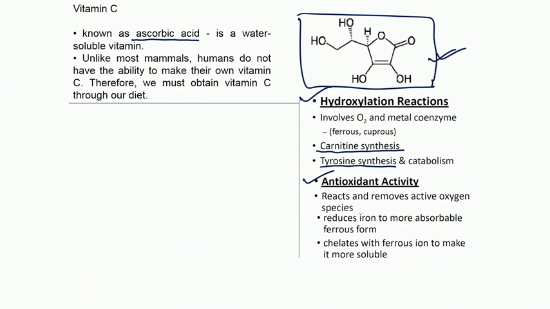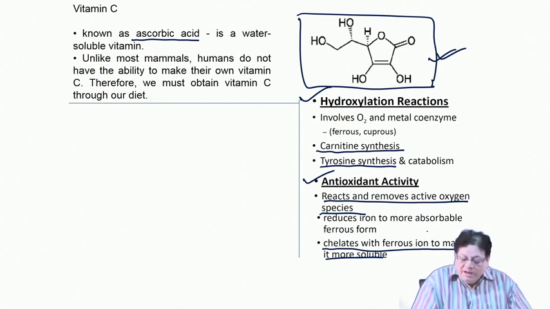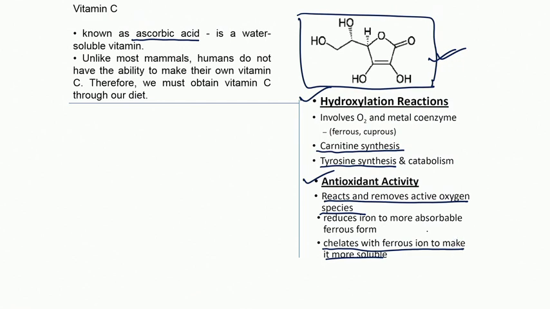Antioxidant activity is basically that it reacts and removes reactive oxygen species, as I said, peroxide, superoxide and hydroxyl radical. Okay. Another important thing is that it can chelate ferrous ion to make it more soluble, because we need iron to produce our red blood cells, and it helps to chelate the ferrous and make it more soluble in the aqueous medium.